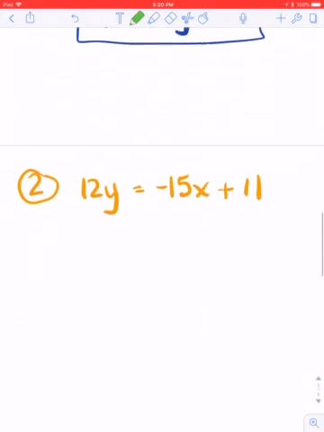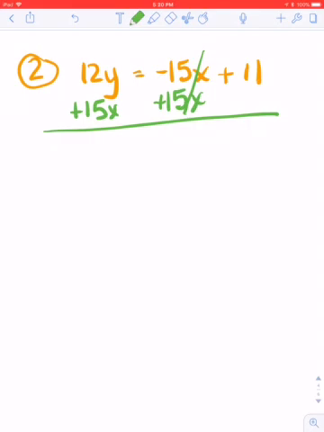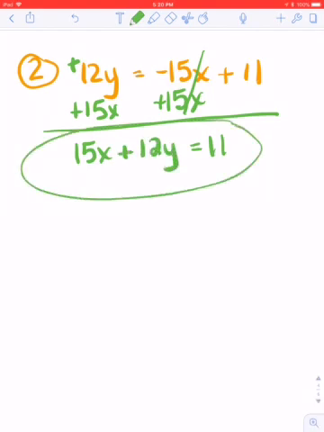Okay, let's look at the next one. In the next one, we start out with X and Y not even on the same side. So what we're going to do is take this 15X and move it to the other side with the Y. So if it's negative 15X, I'm going to add 15X to both sides. So these cancel and I'm left with 11. On this other side, remember I have to do 15X first because the X value has to come first. I assume that 12Y is positive, so it's going to be plus 12Y. And that is my final standard form.